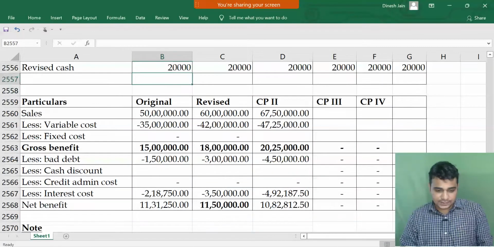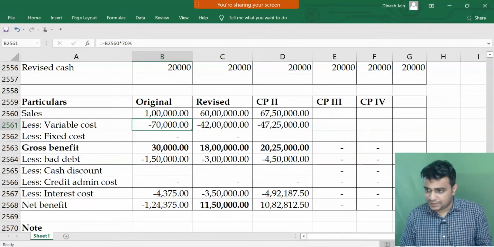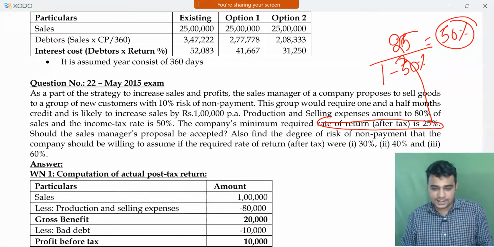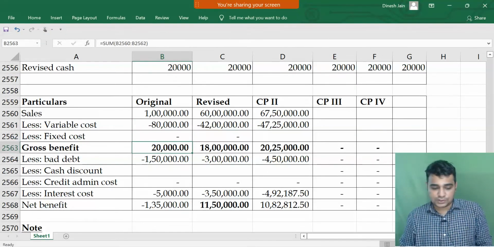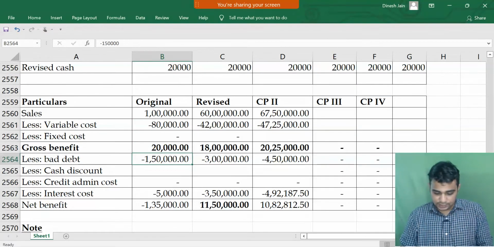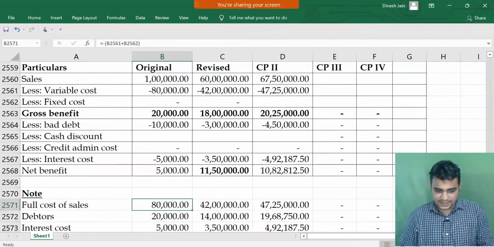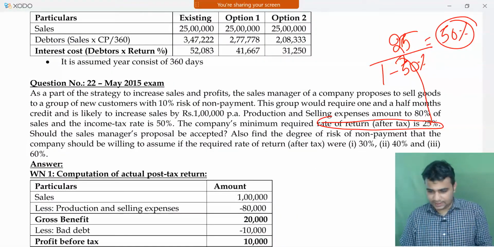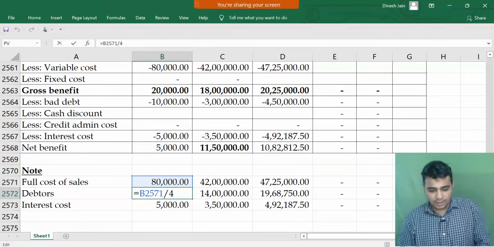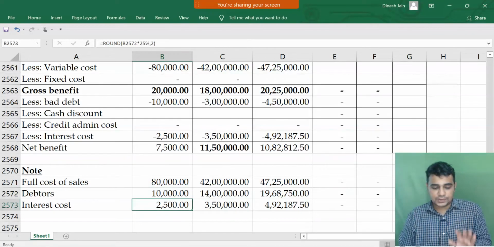The sales to these customers is 1 lakh. The production and selling expenses are 80%. No fixed cost. So the gross benefit is 20,000. 10% risk of non-payment. Debtors is 80,000. What is the collection period? How much is the credit period given to this customer? 1 point. So debtors is 10,000.